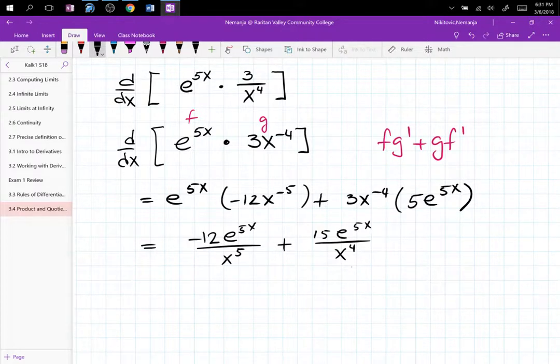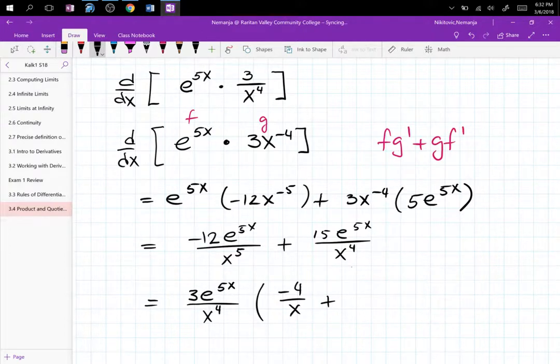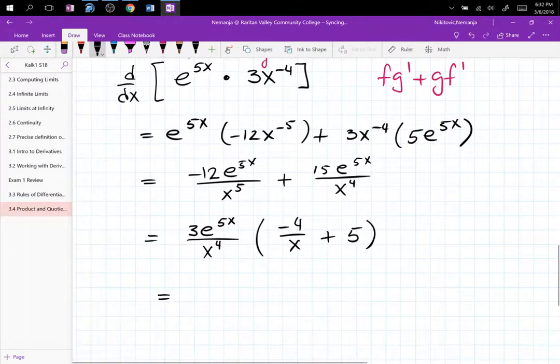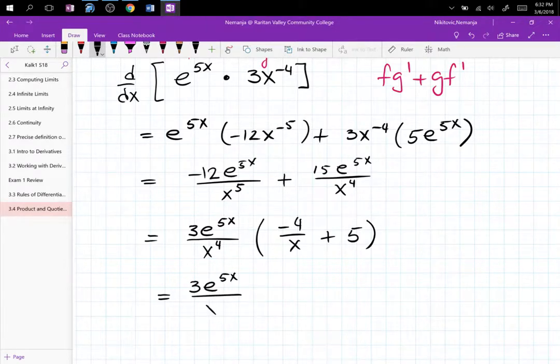So now the question is, what is common? So we can kick out 3 e to the 5x, and we can also kick out 1 over x to the 4th. What's left in the first parenthesis? Negative 4 over x. What's left in the second parenthesis? What's left here? Just 5. Nice. So what would be the final answer over here? 3e to the 5x over x to the 4th times 5 minus 4 over x. That's the answer.